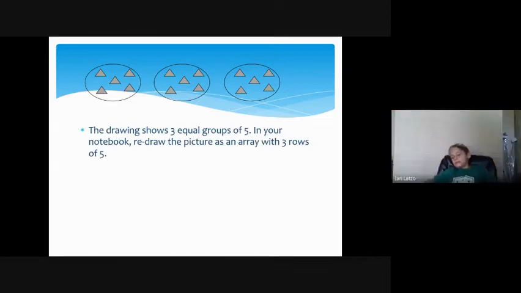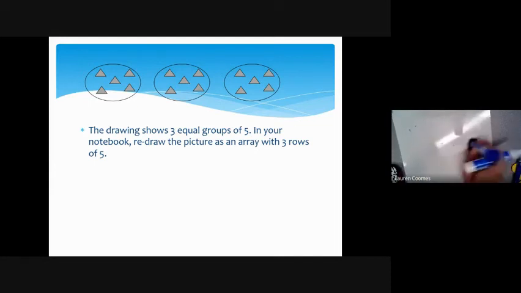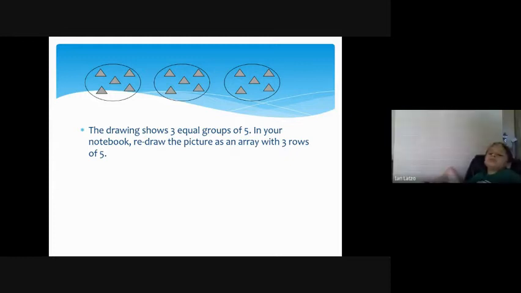Okay, wait. All right, so there's 3 groups here, and there are 5 in each. So I want you guys to tell me, how would I redraw that so that it is an array? How many rows would I make? Remember, the rows are the number of groups. How many rows would I make? Ryan, very good. I'm going to take that picture and I'm going to make 3 rows because that's my number of groups. And how many am I going to put in each row? I'm going to put 5. Ben, you're doing great. I'm going to put 5 in each. 3, 4, 5. Okay. We've got 3 rows with 5 in each.